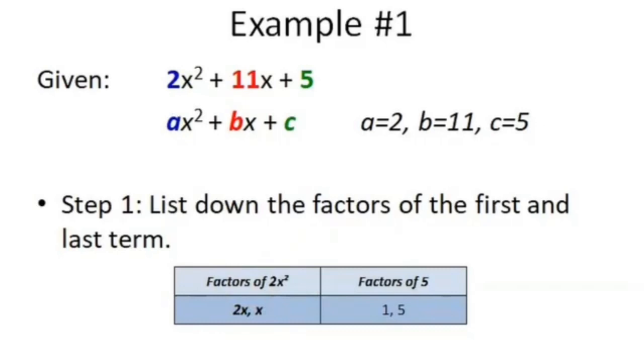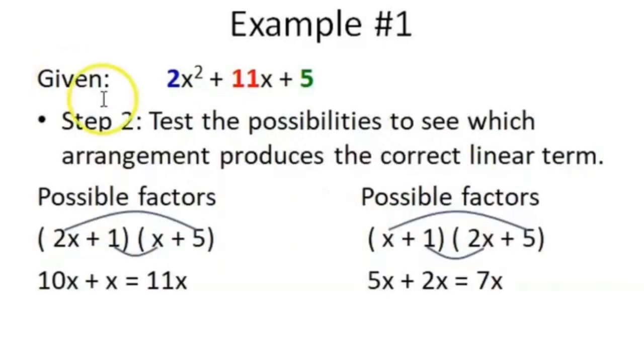Let's go to step number 2. Step number 2 po natin. Ito po yung given 2x squared plus 11x plus 5. Test the possibilities to see which arrangement produces the correct linear term. So ito po yung possible arrangement po natin. Meron po tayong quantity 2x plus 1 times the quantity x plus 5. Yung isa is quantity x plus 1 times the quantity 2x plus 5. Ito si 2x at saka si x, sila po yung factors ni 2x squared.